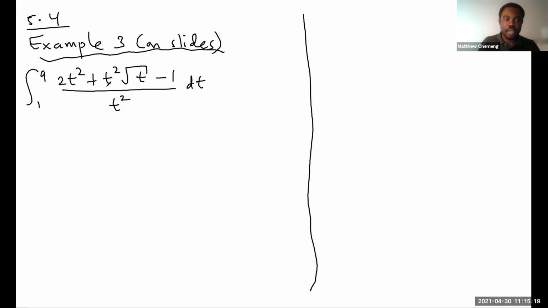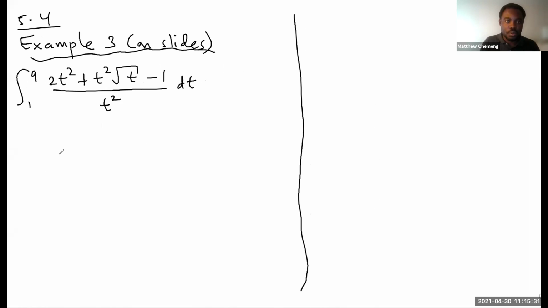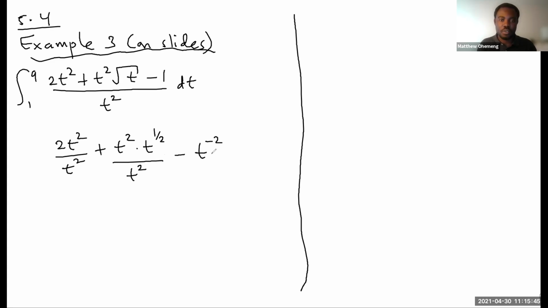Starting from the fact that we can't identify a direct antiderivative, I know that I'll have to manipulate the integrand a little bit and then see if I can get the antiderivative. So this is what I'm going to do. I'll go 2t squared over t squared, and then plus t squared times t to the half. Let me write it as t to the half so that I can use the power rule when I want to find the antiderivative. And this t to the negative 2.